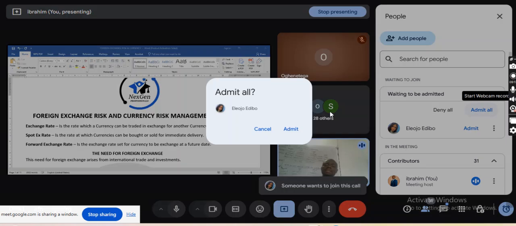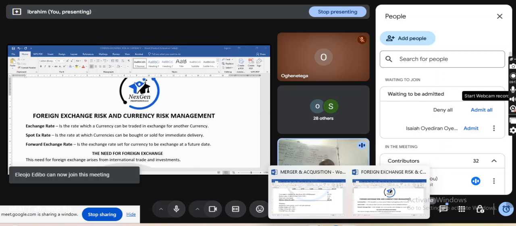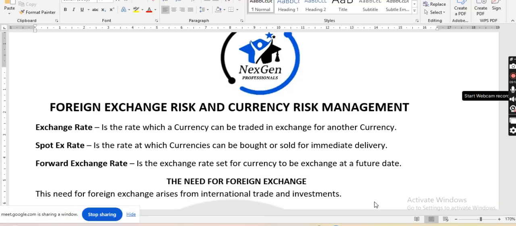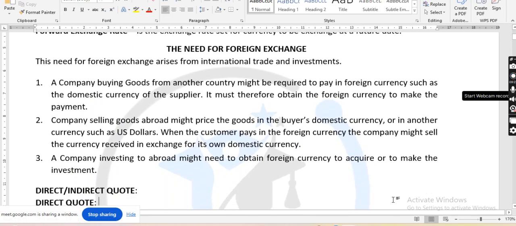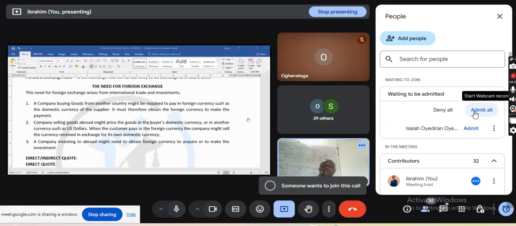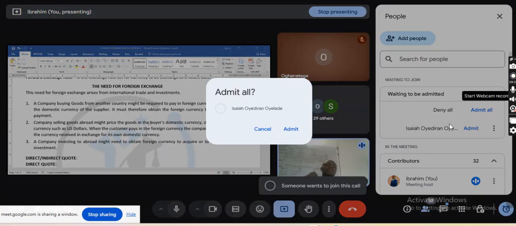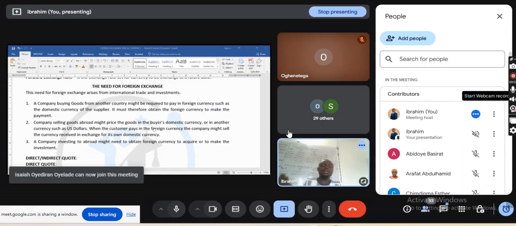Now, I want to explain some terms, right? We'll move to the need for foreign exchange. Why do we need foreign exchange? This need for foreign exchange arises from international trade and investment.